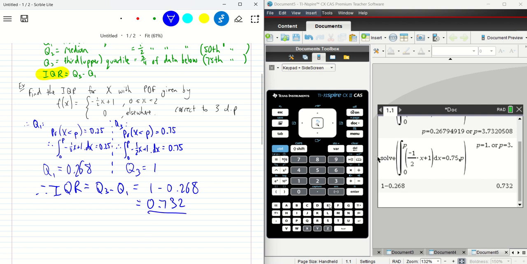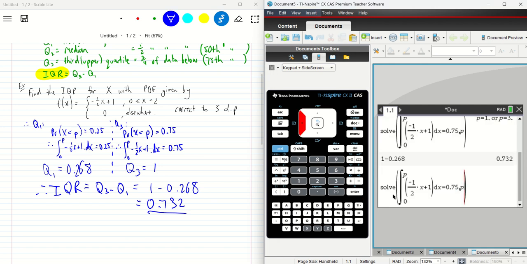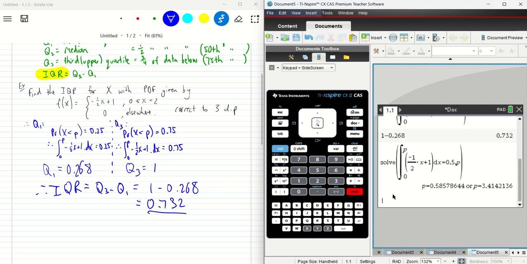If the question asked you for the median, what would you do? Well, that's the 50% mark, where 50% of the data is to the left of p, so I'll just do 0.5, and your median would be 0.586. So that's how you find percentiles using the PDF function.